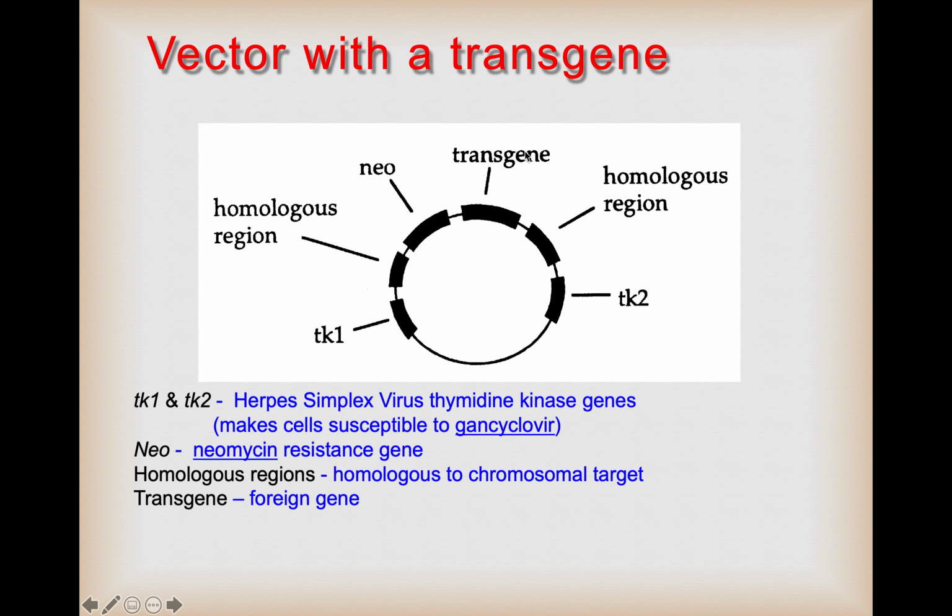Your transgene is here, in between two homologous regions, and there are genes that code for TK1 and TK2. They are herpes simplex virus thymidine kinase genes that make cells susceptible to ganciclovir. In nature, ganciclovir causes eye infection in animals. And you have here a marker gene, neomycin, which, if it's integrated, makes your cell resistant to neomycin.